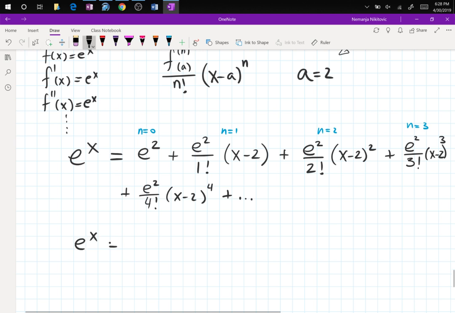So e to the x is equal to what? I have the sum of e squared divided by n factorial times x minus 2 to the n. Oh, I forgot my sum. There we go. Power series for e to the x centered at 2.